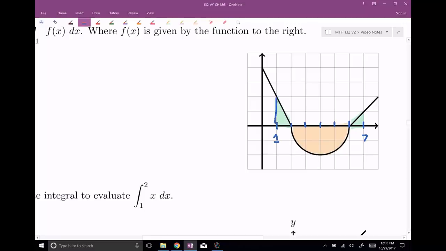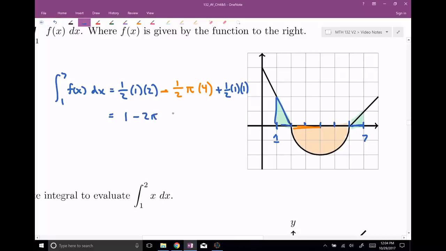So the area of this first triangle right here is going to be, let me write down my notation here, the integral from 1 to 7 of f of x dx, so this is our definite integral, is equal to 1 half the base times the height. That's the area of the first triangle. And now the second bit is counted negatively, so I'm going to subtract away the area. This looks to me to be half of a circle, so half of pi r squared. So it's half of pi, and the radius looks like it's 2. So 2 squared would be 4. And then finally, the area of this last triangle is going to be 1/2, the base is going to be 1, the height is going to be 1. And so in total, we have 1 minus 2 pi plus 1/2. That's a horrible half. There we go.